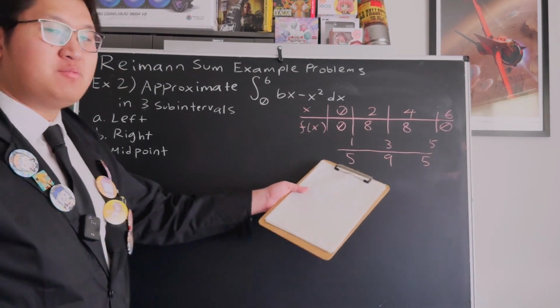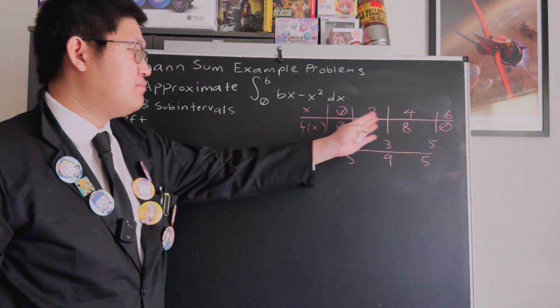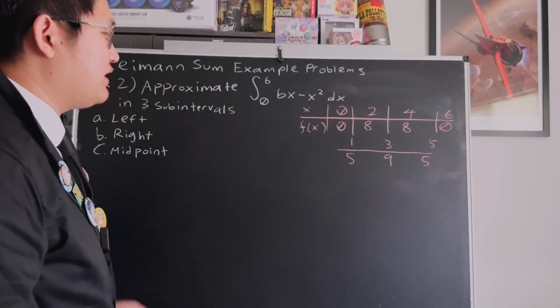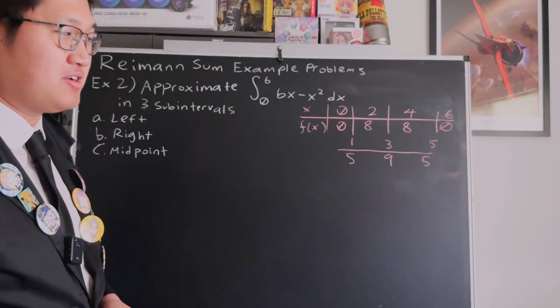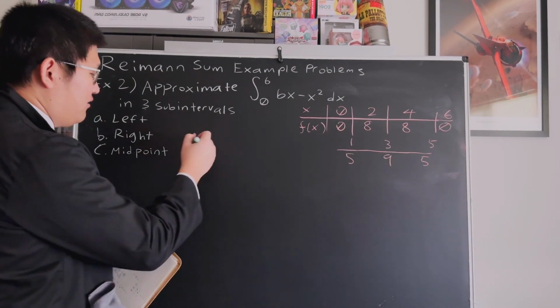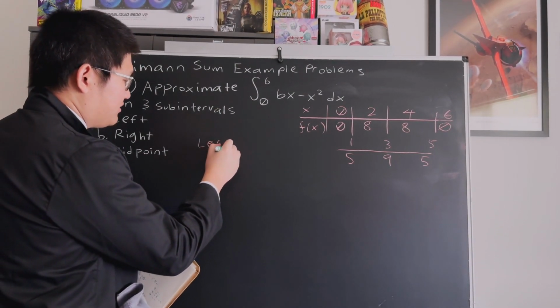Okay, those 3 points will be used for midpoint because they will be in between each of the points that were stated for the left and right approximations. So let's get on with it then, with the left side approximation.